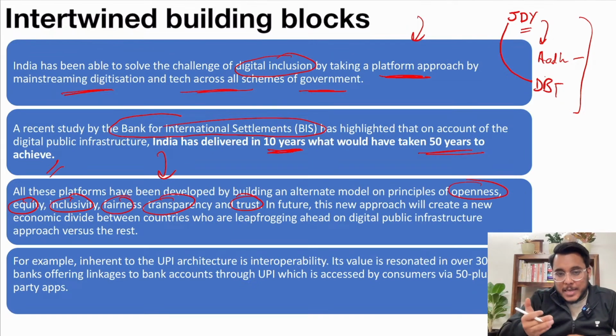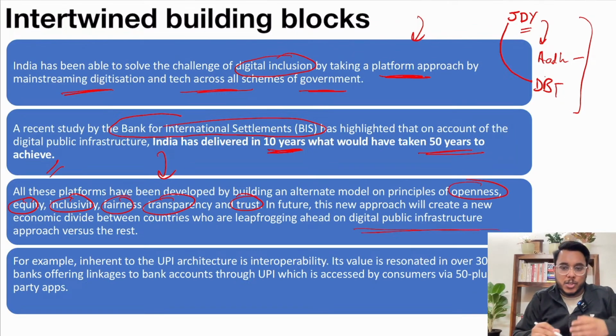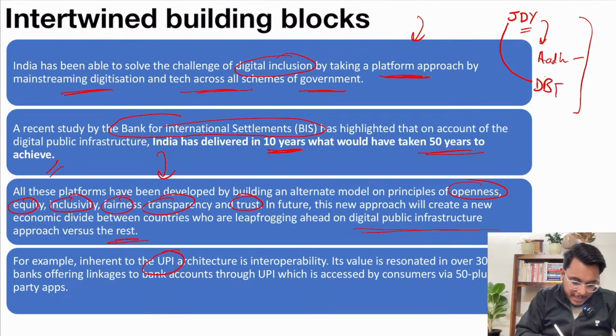Now, over the coming next 10-15 years, we will find that the countries will be divided into two groups. Number one, there will be the countries who have leapfrogged onto the digital public infrastructure. They have created these platforms, and the other countries. Now, the countries who have created these digital public infrastructure platforms will be world leaders in delivering social justice programs via technology. Okay, here the UPI architecture infrastructure is very important.